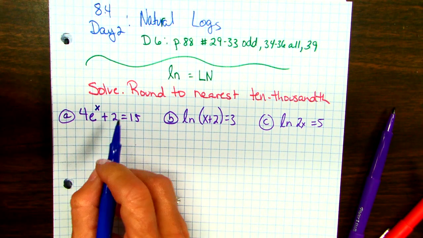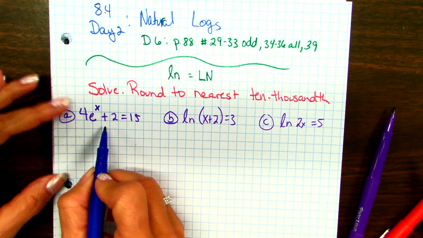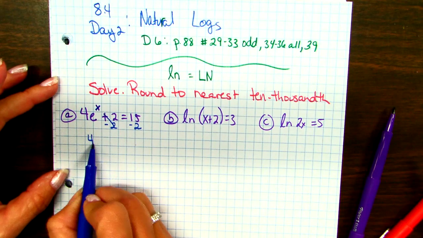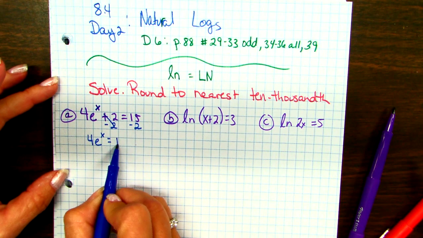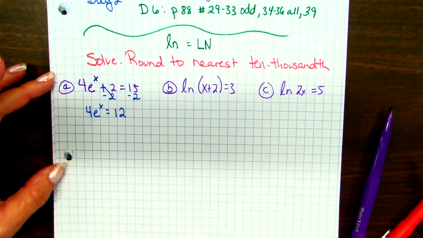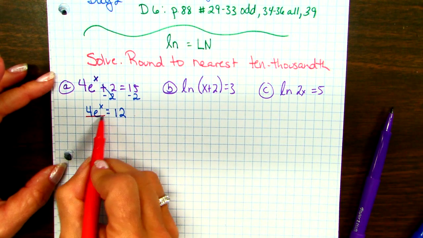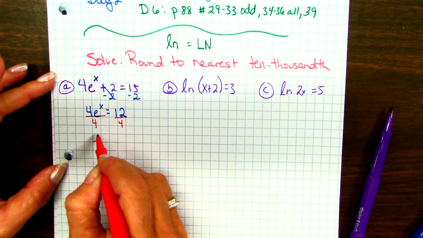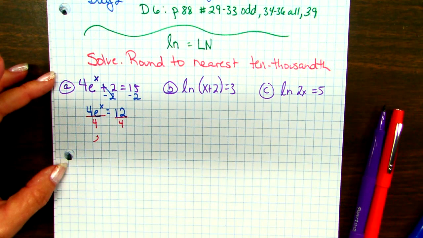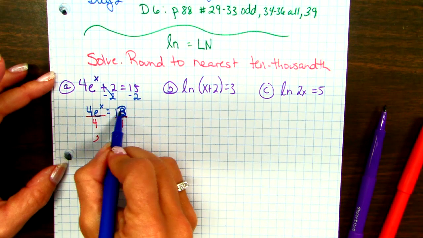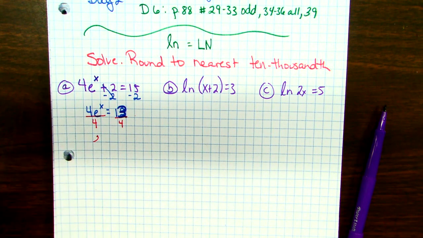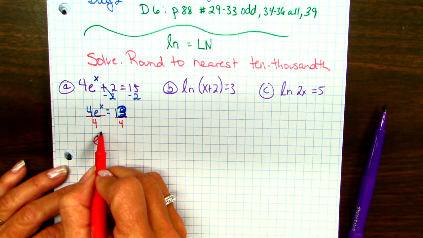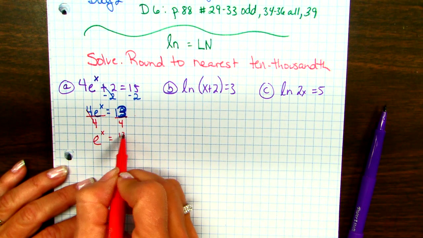So we've done this before in other types of problems where we clean up the problem a little bit. I would subtract 2 from both sides. And then divide by 4. My goal is to get that e by itself. 15 minus 2 is 13. Then 13 over 4. E to the x equals 13 fourths.